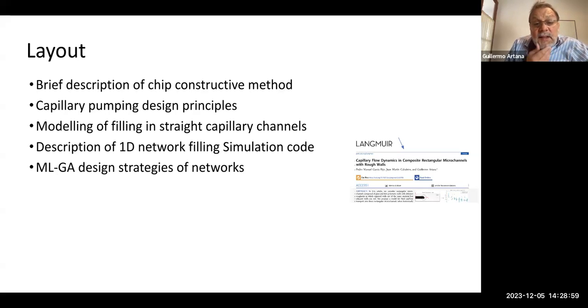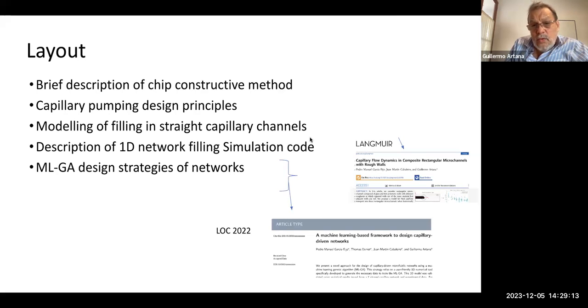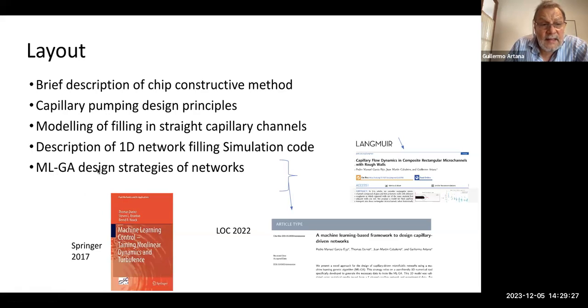strategies related to some objectives that we may have, and these are produced with a genetic algorithm or machine learning genetic algorithm. These two aspects are in our paper of 2022 in Langmuir, and this one is in Lab on a Chip of 2022. So more details will be there. And this machine learning has been developed by the first author of this work, Thomas Durier, who is from our lab and works with us.